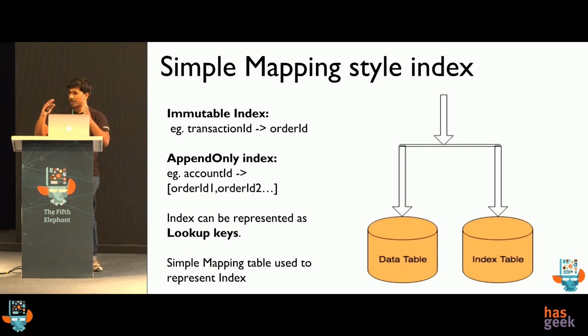One type of index that we classified was immutable index. What do I mean by that? Let me try and illustrate that with an example. An immutable index is an index where, let's say you have an order and you're making a transaction, paying money in order to purchase an order. There's a transaction ID which is mapped to an order ID. There's no case of this particular transaction ID being mapped to any other order. So it's immutable. That's exactly what I mean by immutable.